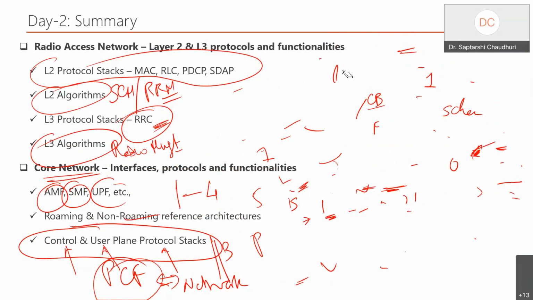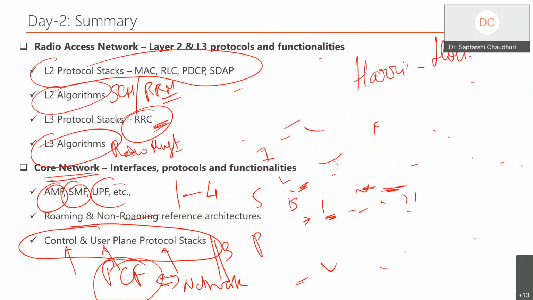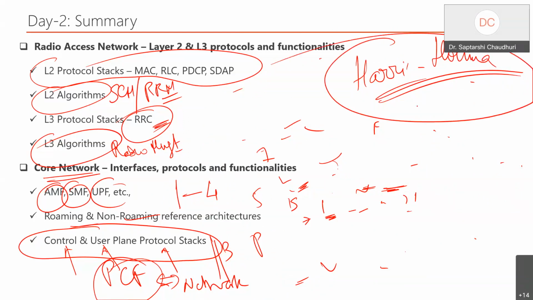So you people have to read books to understand the things that happen. Two authors I very much follow. One person is Harry Holma. I don't know whether you have heard this name. You search his name. He is part of Nokia. He has written a lot of books on 5G and related topics. I forgot the title.